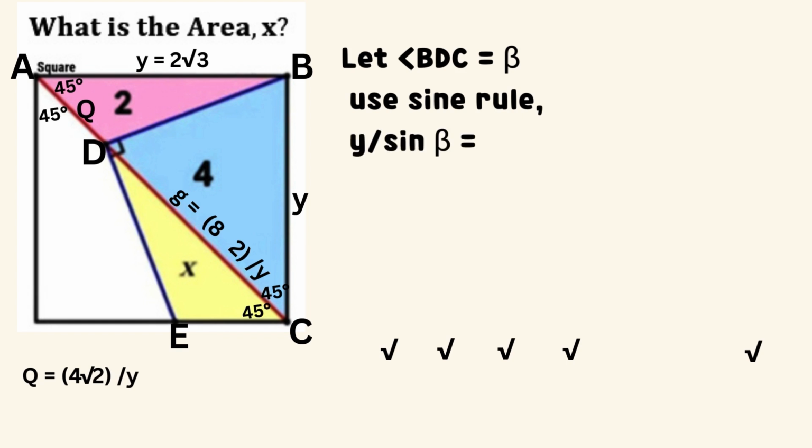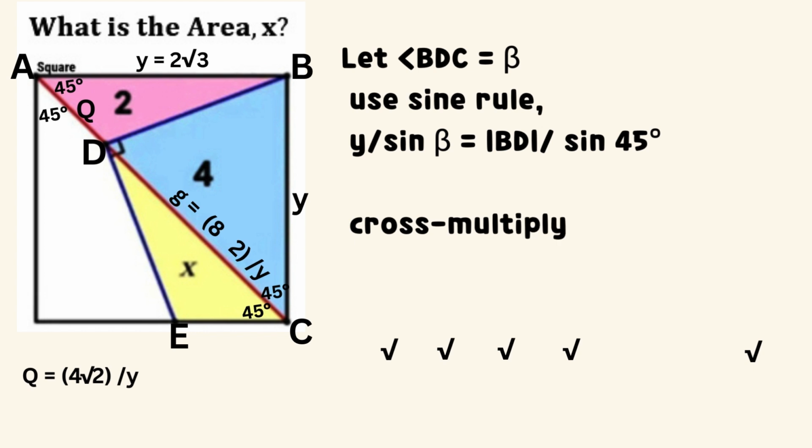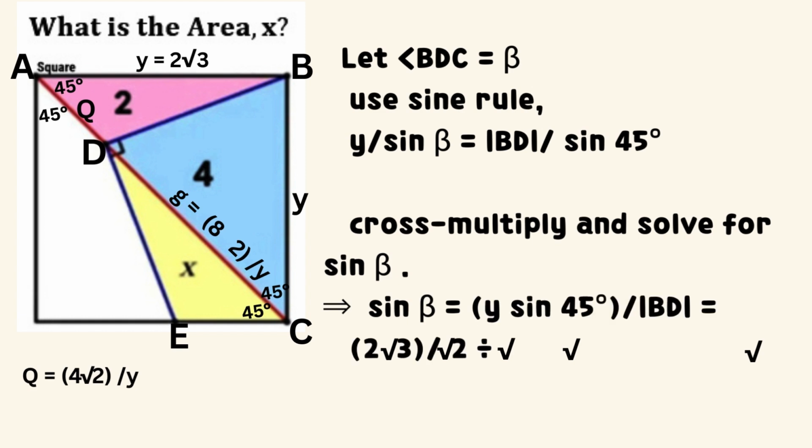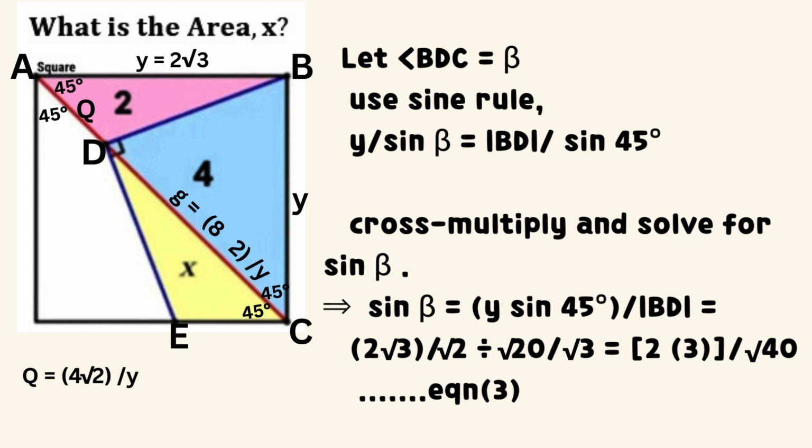Let angle DBC equal beta. Use sine rule. Y divided by sine beta equals line BD divided by sine 45 degrees. Cross-multiply and solve for sine beta. It implies that sine beta equals Y times sine 45 degrees, all divided by line BD, which equals 2 times 3, all divided by the square root of 40. We call it equation 3.